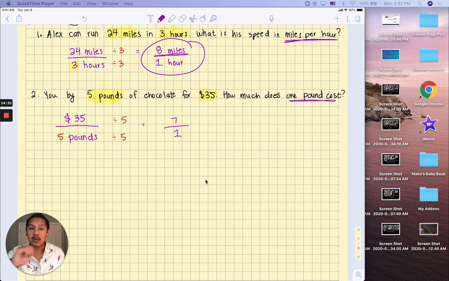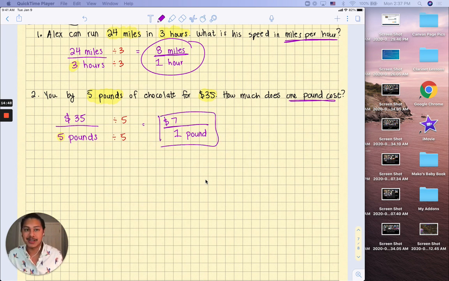Step 4, write the units. 7 is dollars, so $7, and 1 is pounds, or 1 pound. So it looks like 1 pound costs $7. And this is our answer here. And there you have it. That's how you find the unit rate. Follow these steps and you will never fail.